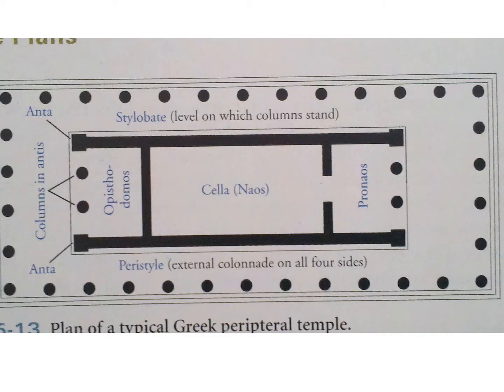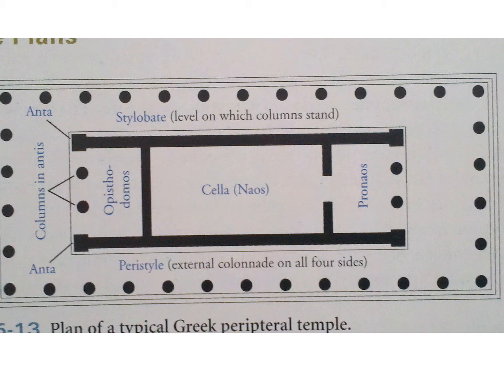So this is a typical temple footprint, meaning it's a schematic drawing or a blueprint type drawing of the floor plan that you see in front. The dots that go all the way around are a representation of the columns, and we call that a colonnade. The lines that go all the way around, those represent the stylobate or the steps.